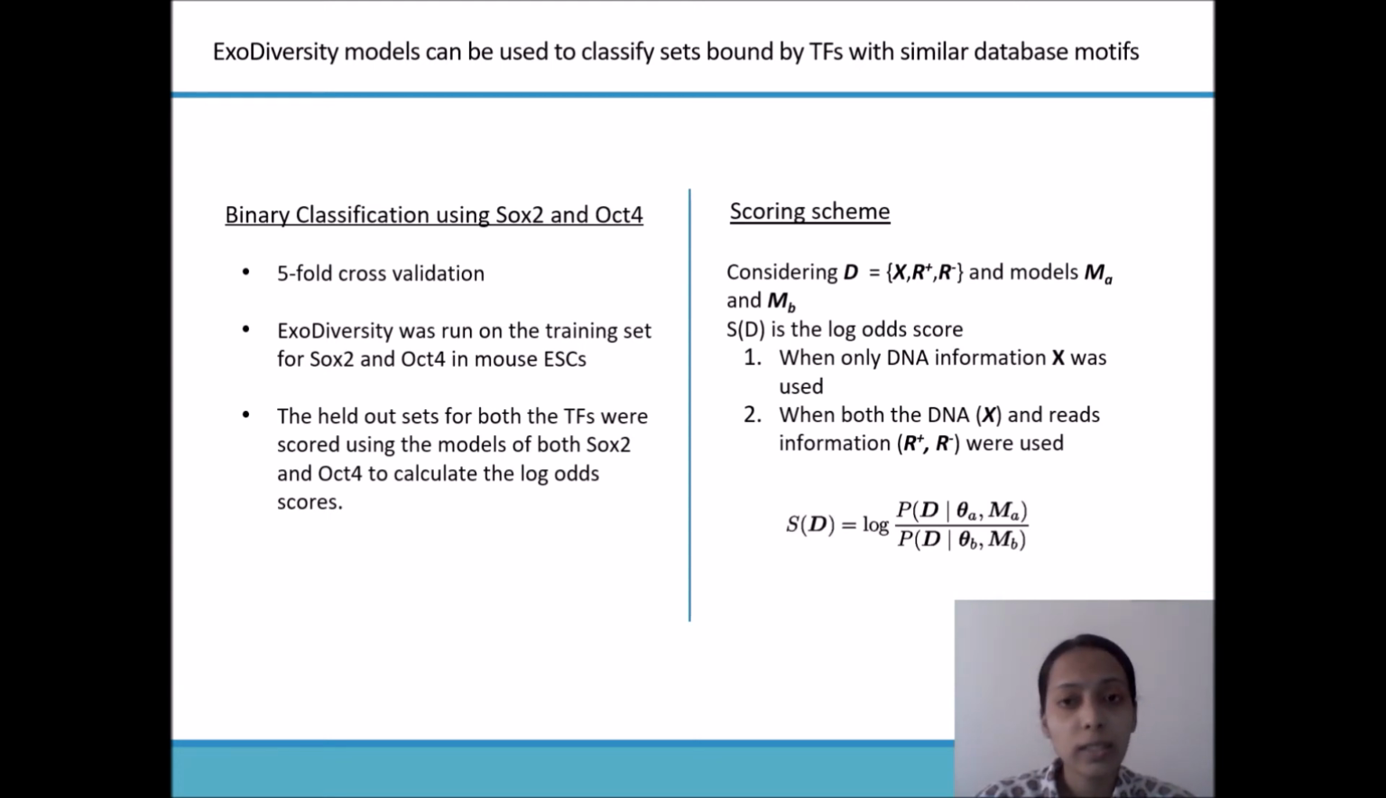To ensure that this is not due to overfitting, we set up a binary classification using SOX2 and OCT4 to see how well it predicts on unseen bound data. A standard 5-fold cross-validation was set up. Exodiversity was run on the training sets of both the TFs, SOX2 and OCT4. The beauty of the model is that we can easily calculate the log likelihood scores. The held-out datasets for both the TFs were then scored using the models of SOX2 and OCT4 on the log odds score.